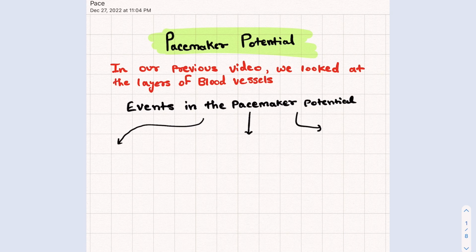Pacemaker potential takes place in the SA node, which is auto or rhythmic. This means that it self-regulates the potential. So what are the three main events in the pacemaker potential? The three main events in the pacemaker potential are slow depolarization phase of SA node, near midpoint of slow depolarization phase of SA node, and action potential phase, which includes rapid depolarization followed by repolarization.